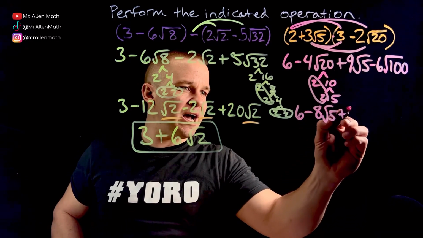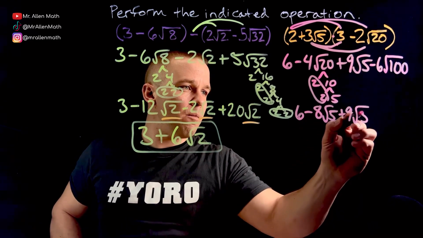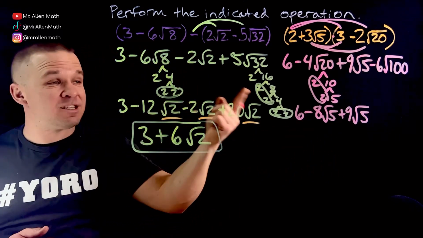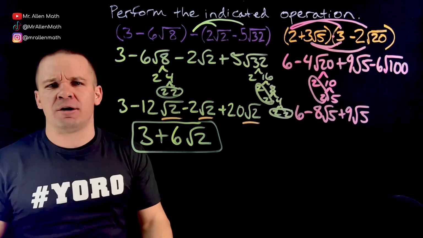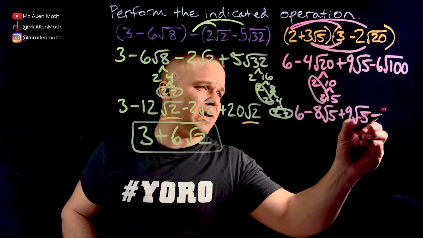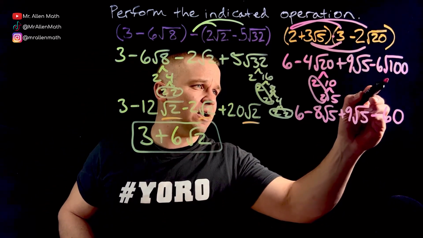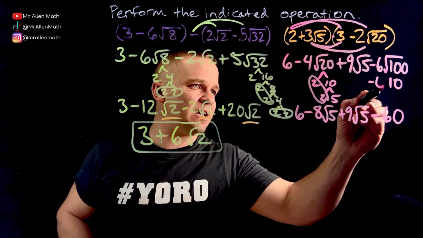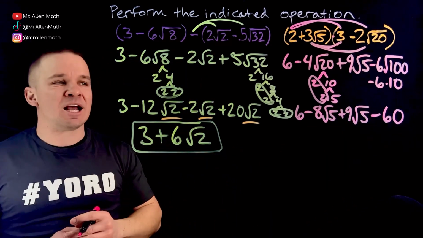The next one, plus 9 root 5, is not going to change, but it will combine with this one here in the next step. And then I have, what's the square root of 100? That's 10, right? Square root of 100 is 10 times negative 6 is minus 60. So this right here is 10. So I had negative 6 times 10. That's how we got that negative 60 right there.